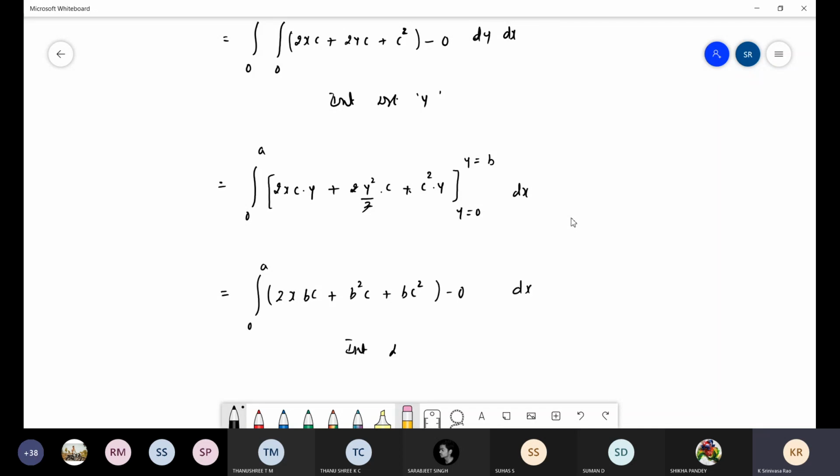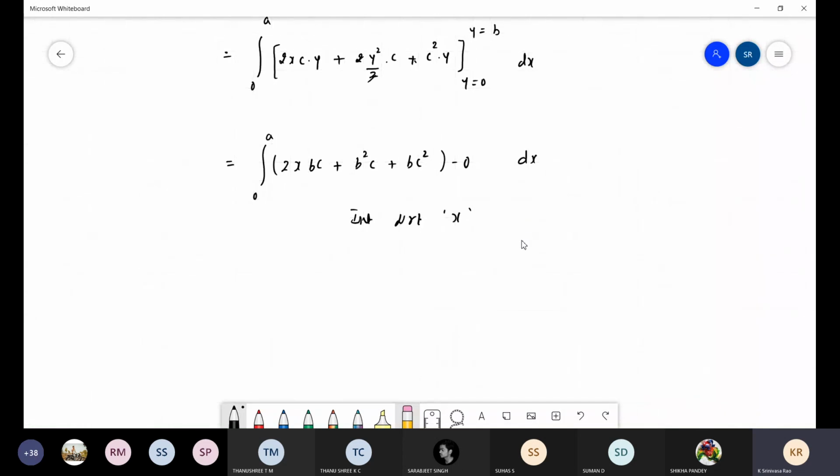Now one more step, integrate with respect to x. See, you also work it out in parallel. If you have any doubt, you can ask. Please communicate with me. I will explain there only. Yes, if you integrate with respect to x, 2 times x square by 2 into bc, plus b square c into x, plus bc square into x. I have to substitute the limits x equals 0 to a. So here you see the 2 and 2 cancel, and substitute. Now what will you get?